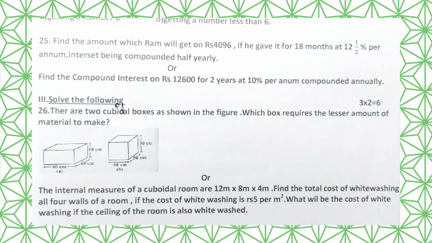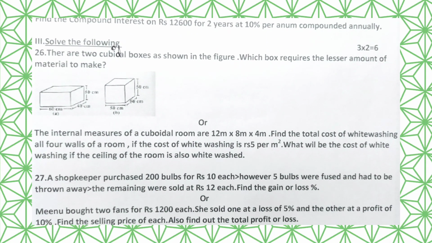So the 26th has another internal choice question, let us answer that. The internal measure of a cuboidal room are 12 meter, 8 meter and 4 meter. Find the total cost of whitewashing all 4 walls of a room. If the cost of whitewashing is rupees 5 per meter square, what will be the cost of whitewashing if the ceiling of the room is also whitewashed? So if the ceiling is also whitewashed along with the 4 walls, what is the cost, he has asked. So let us answer this question.